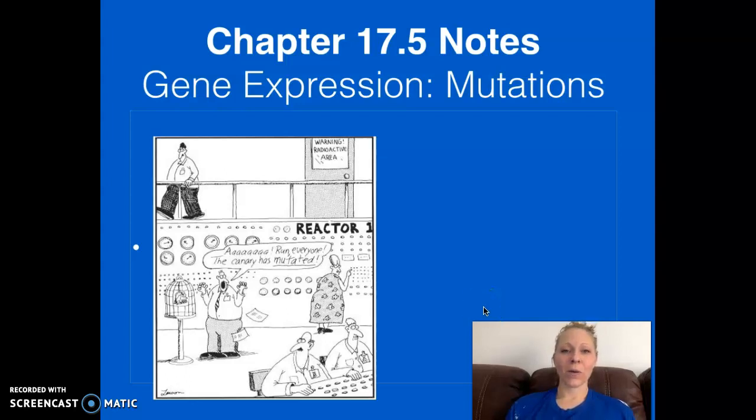We are talking about mutations, which will hopefully be a little bit easier than translation or our 17.4 notes. So I think we have about 6 slides to go, so let's get this done.